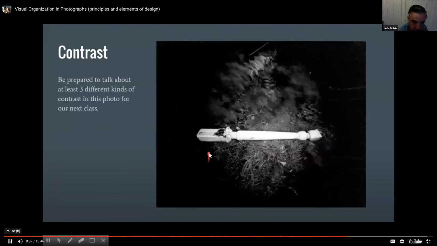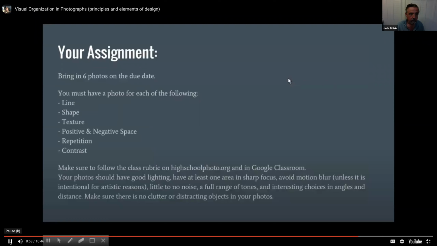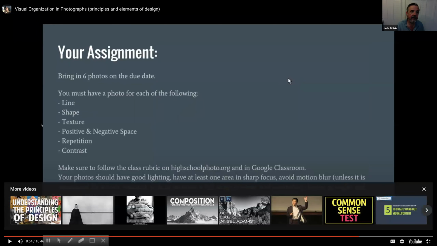Look at this photo and think about the kinds of contrast we see. This is a table leg outside. Here's some grass and some plants and bushes over here. So think about this, and we will talk about this in our next class. These are things to look at, not just in a photo, but also in design. So these are kind of things to think about in your photos, what they're saying.